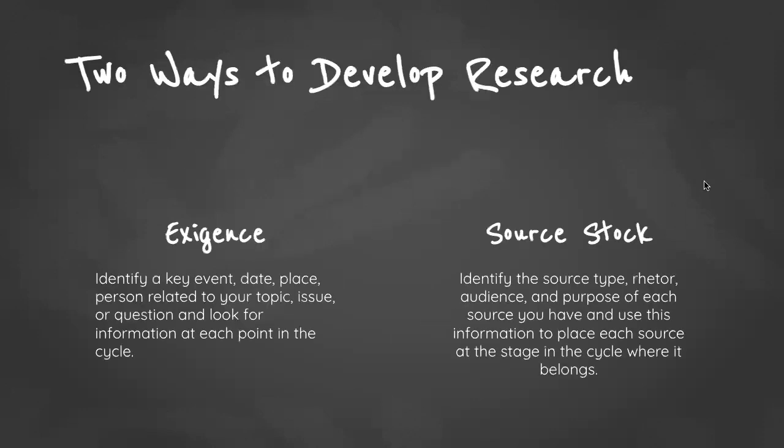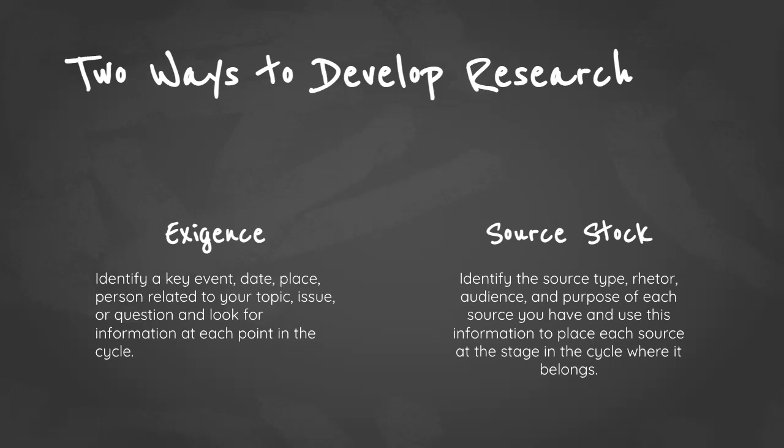All right. So as we talked about in class today, there are two ways to develop your research using this information cycle tool. The first thing is you can take the topic that you have and you can identify a key event, date, place, person, or whatever related to the topic, issue, or question, and look for information at each point in the cycle. And that's pretty much what I did on this example.